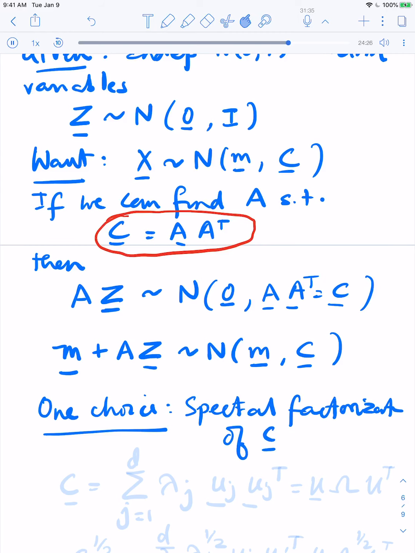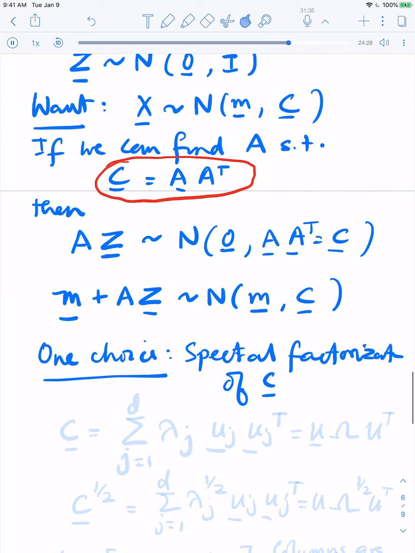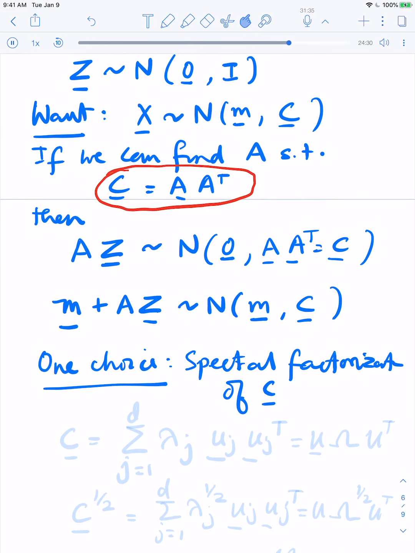What does that mean? It means that a covariance matrix is always non-negative definite, which means it has non-negative eigenvalues, and I can always write it in this fashion. Suppose these lambda j's are the eigenvalues and u sub j are the corresponding eigenvectors. Then I can write the covariance matrix like so, and it basically works as follows.